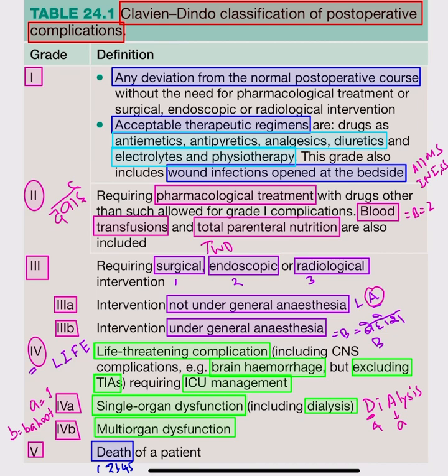A is 1, so it's single organ dysfunction, and that includes dialysis. How will you remember? D is the fourth letter of the alphabet, so D for dialysis is 4, and dialysis has an A in it, so it's 4A. If it's more than 1 organ dysfunction, B is for bahut, so multi-organ dysfunction is 4B. Okay, and 5 is death, there are 5 letters in death, so death comes under 5.